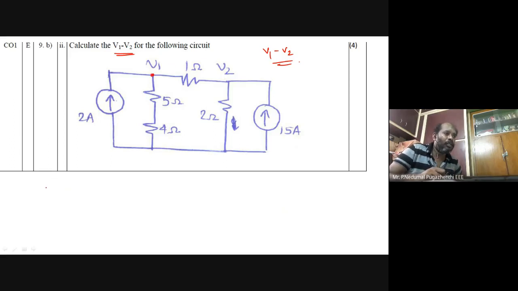I can write, okay, 2 amperes is equal to, I am assuming these current directions to be going outside. So what can I write? I can write V1 minus V1 by 9, V1 minus V2 by 1.